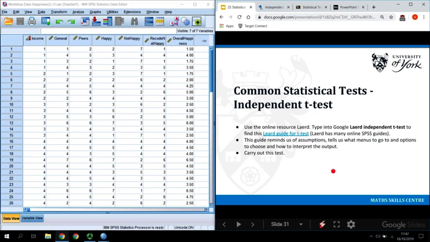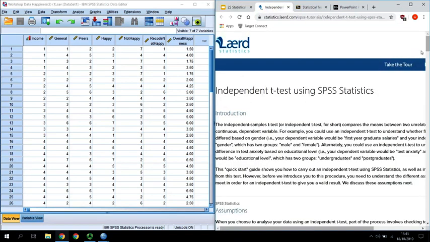So for this, I'm going to use an online resource called Laerd. If you wanted to get a Laerd guide on a specific test, you could type into Google Laerd independent t-test. I've got a link here for the test we're going to do. And this guide reminds us of assumptions. It tells us what menus to go to and options to choose, but also how to interpret the output, which is really useful. So this is the Laerd guide here.